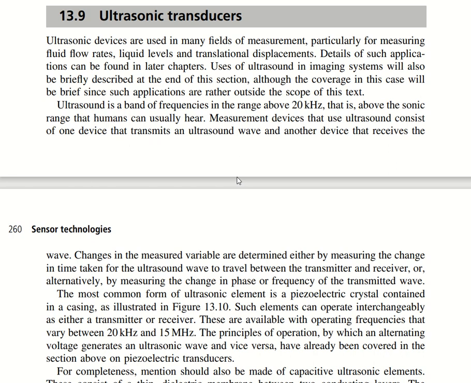Today, in continuation to that, we are going to discuss different types of transducers and sensors, and if time permits, then we will also talk about the instrumentation as well.